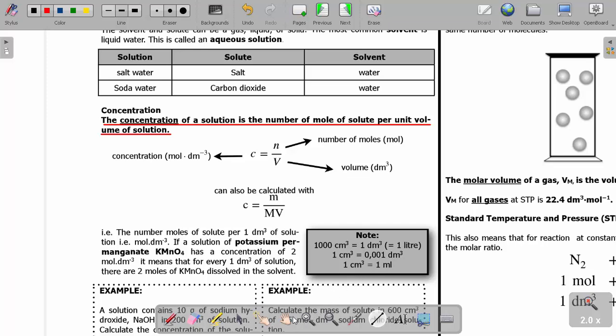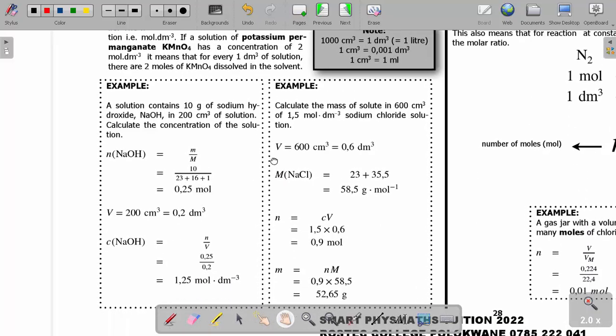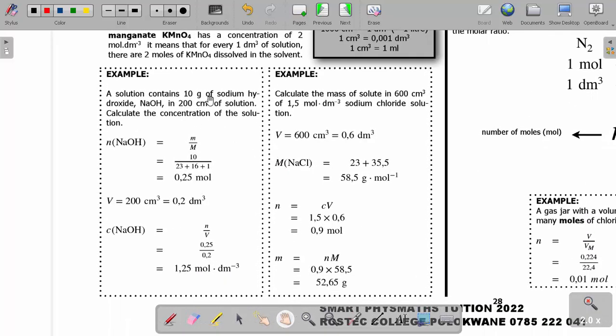Some examples to do here so that you understand this much better. A solution contains 10 grams of sodium hydroxide in 200 cubic centimeters of solution. Calculate the concentration of the solution. Remember, they have given us the mass of sodium hydroxide. That's our solute. And then they're saying that it is sodium hydroxide in which volume? In 200 cubic centimeters.